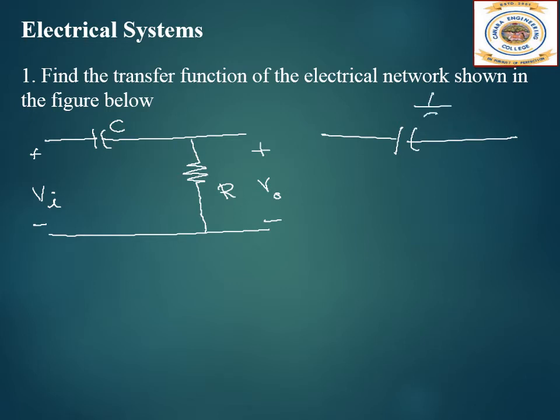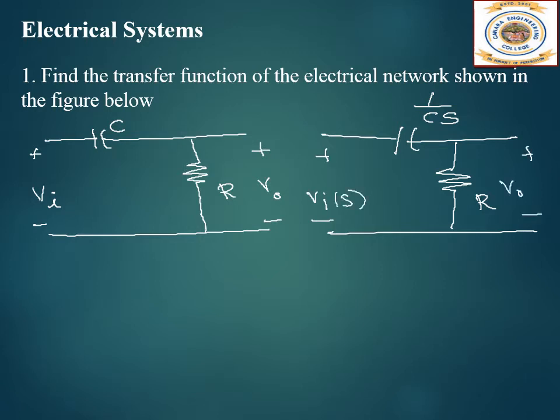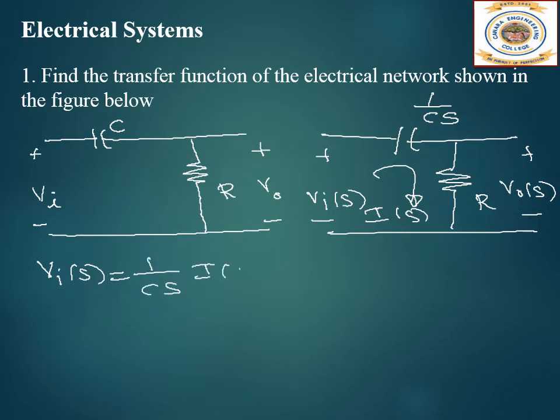So the capacitor is written as 1 by Cs and the resistor will be as it is, R. The input I'll write as Vi of S, the output as V naught of S, and the current here is I of S. Now let us apply KVL. When I apply KVL, Vi of S will be equal to 1 by Cs into I of S plus R into I of S. This will be our equation 1.